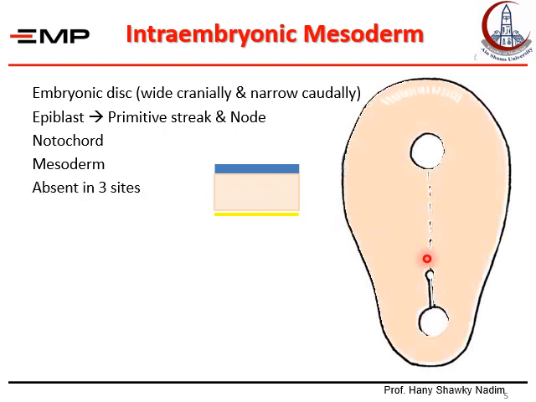Here we are. The mesoderm is absent in 3 sites. This is the site of the oral membrane or the buccopharyngeal membrane. Caudally here we have the cloacal membrane or the anal membrane. And where the notochord is present, this area is devoid of mesoderm.